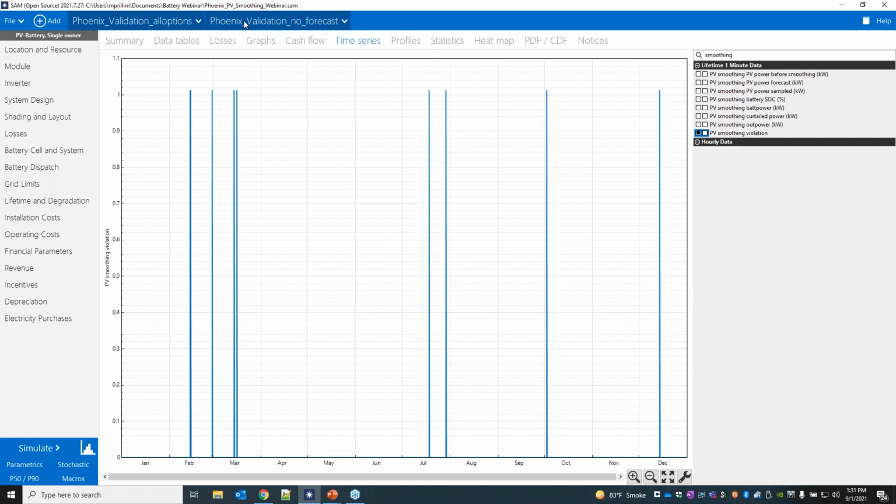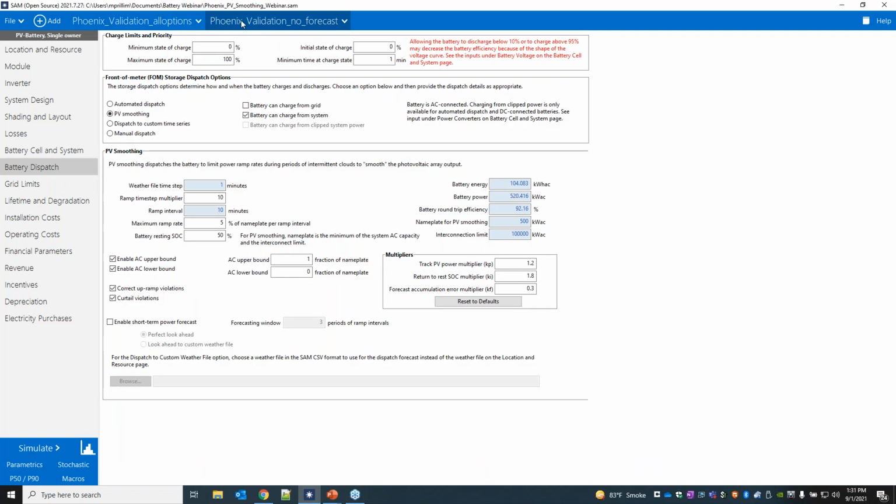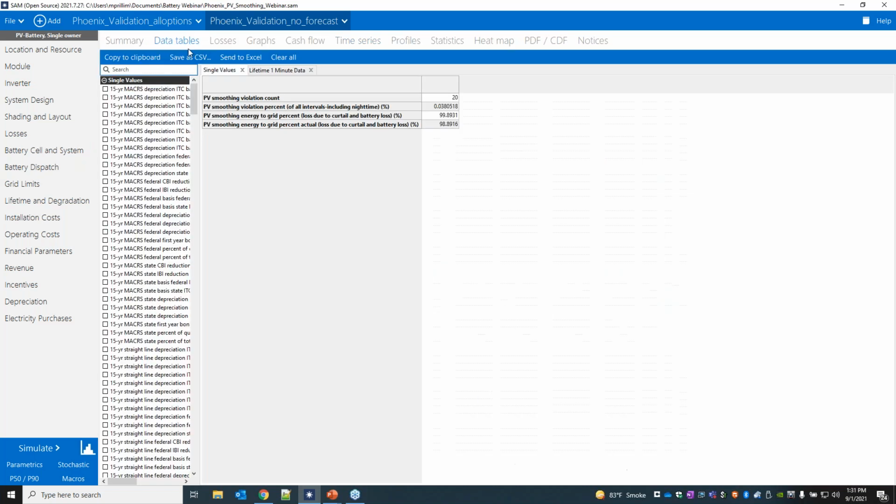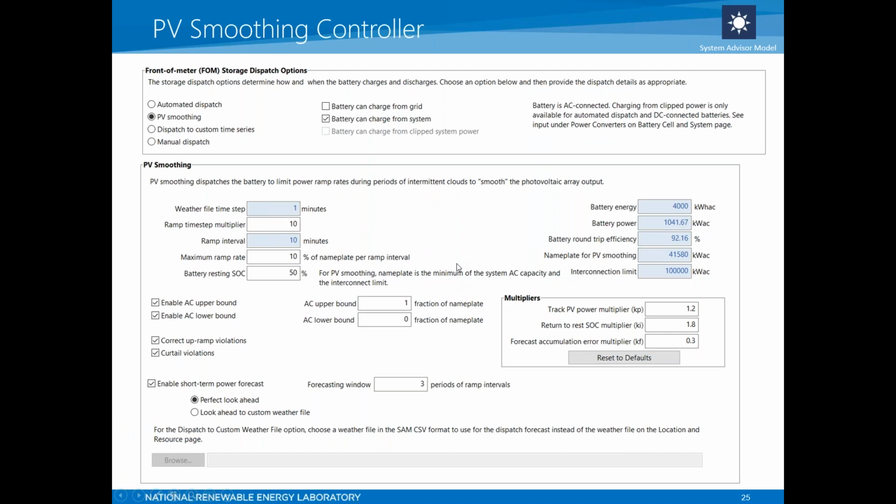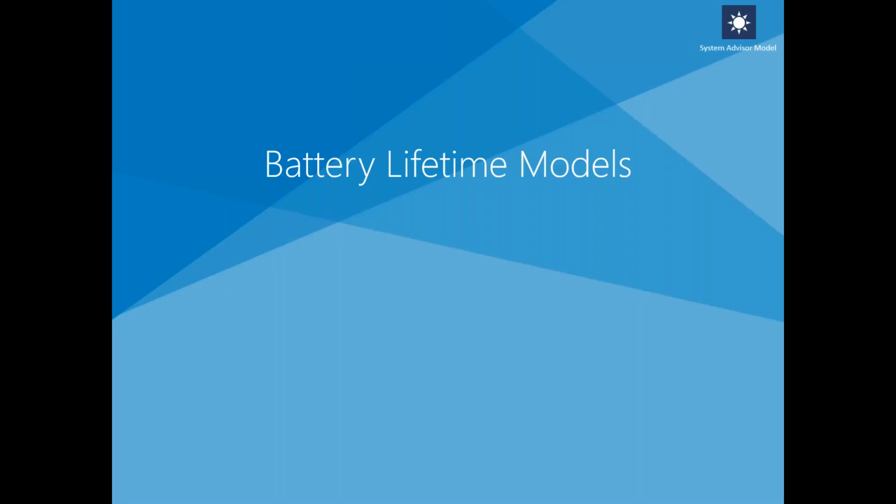We also ran a case with no forecast. And so that's just unchecking the forecast box on the input side. And in this case, there were 20 violations. So we can see that for the same battery system, including the forecast decreases the number of violations. So with that, we're excited to include these additional algorithms in SAM for additional use cases. And I'd like to hand things off to Doris to talk about new lifetime models.